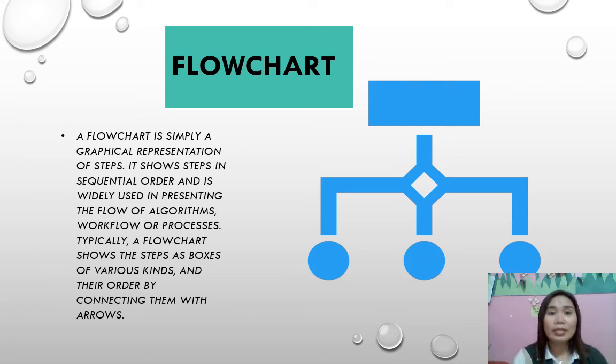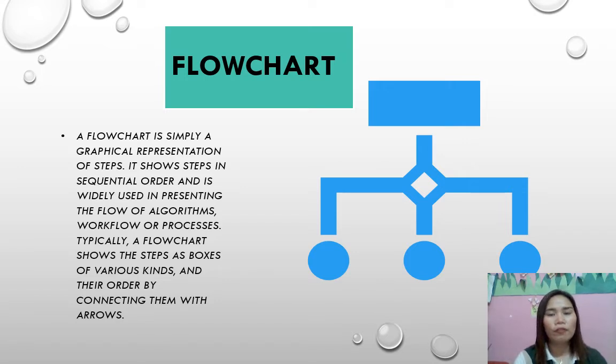So what is a flow chart? So it is simply a graphical representation of steps. So it shows steps in sequential order and is widely used in presenting the flow of algorithms and workflow of processes. So typically a flowchart shows the steps as boxes of various kinds and their order by connecting them with arrows.